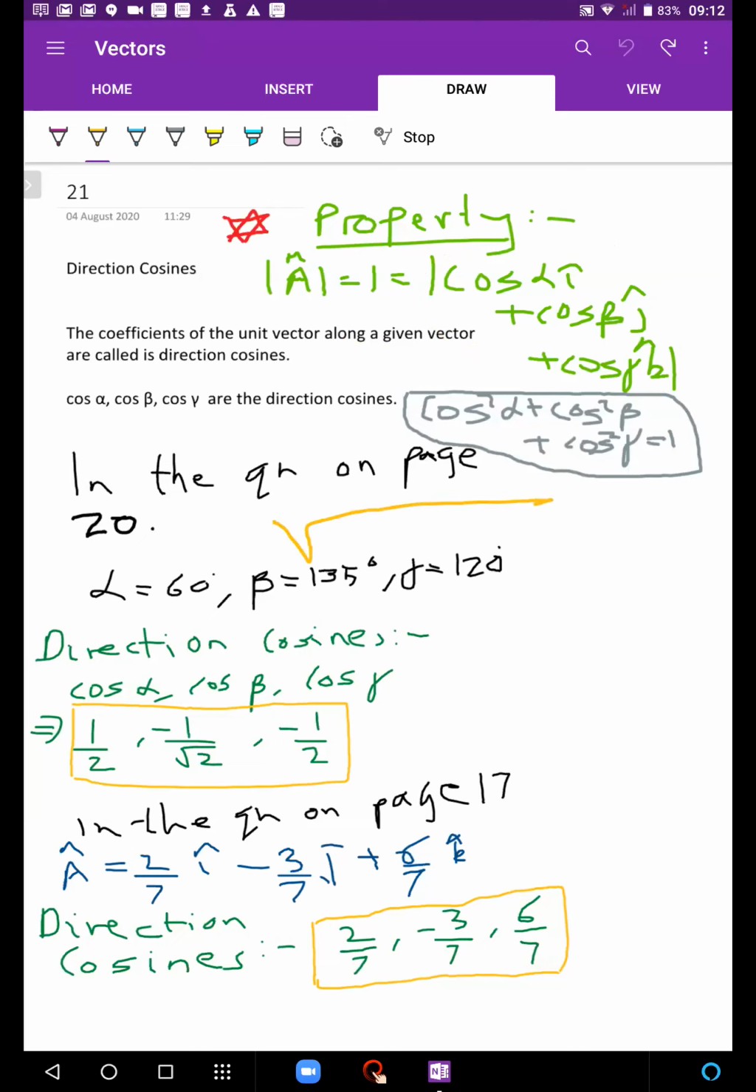By Pythagoras theorem, root of cos square alpha plus cos square beta plus cos square gamma, this entire root, is equal to 1. Agreed? But what if I square that equation? Then what do I get? When I square that equation, I get cos square alpha plus cos square beta plus cos square gamma is equal to 1. This is our relation between our direction cosines.